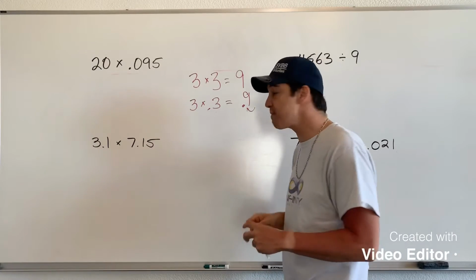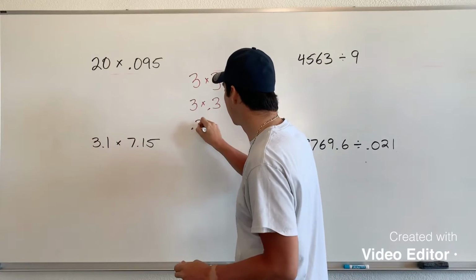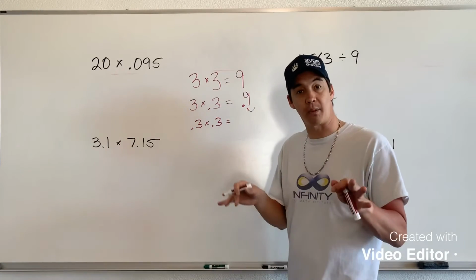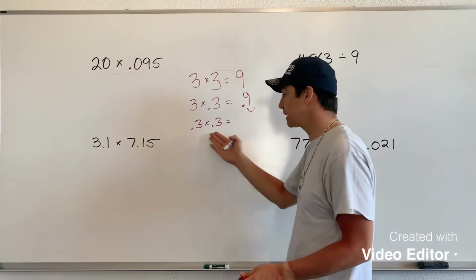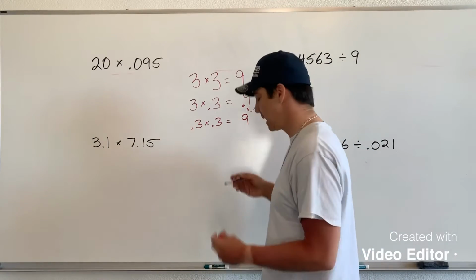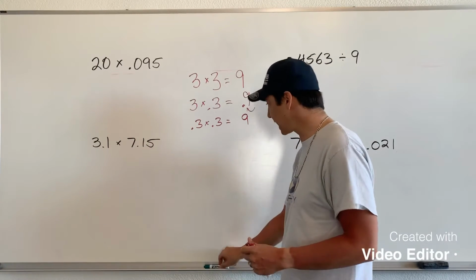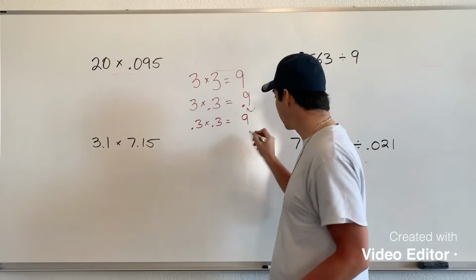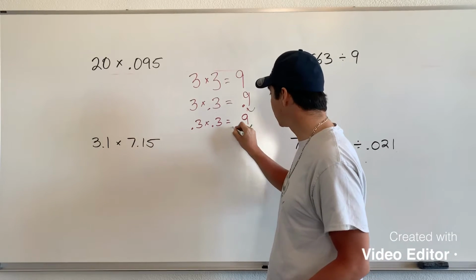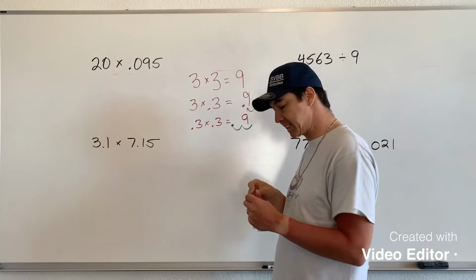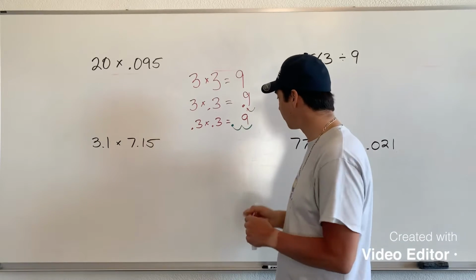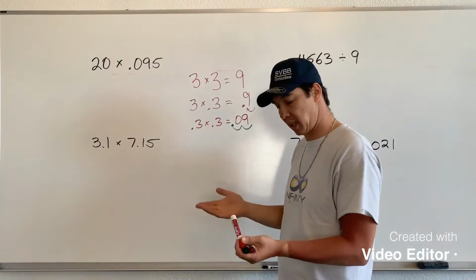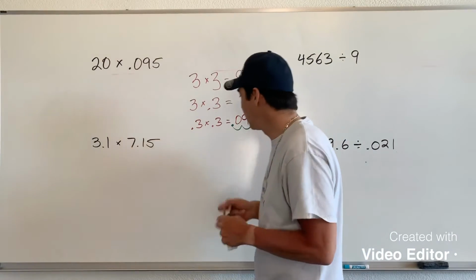If I was to have 0.3 times 0.3, well, again, we multiply as if they're whole numbers. 3 times 3 is 9. Now, how many times do I have to move the decimal place? 1, 2. So I move it over 1, 2. And obviously, I'm missing a 0. So the answer is 0.09. All right, and we could go on and on and on, right?